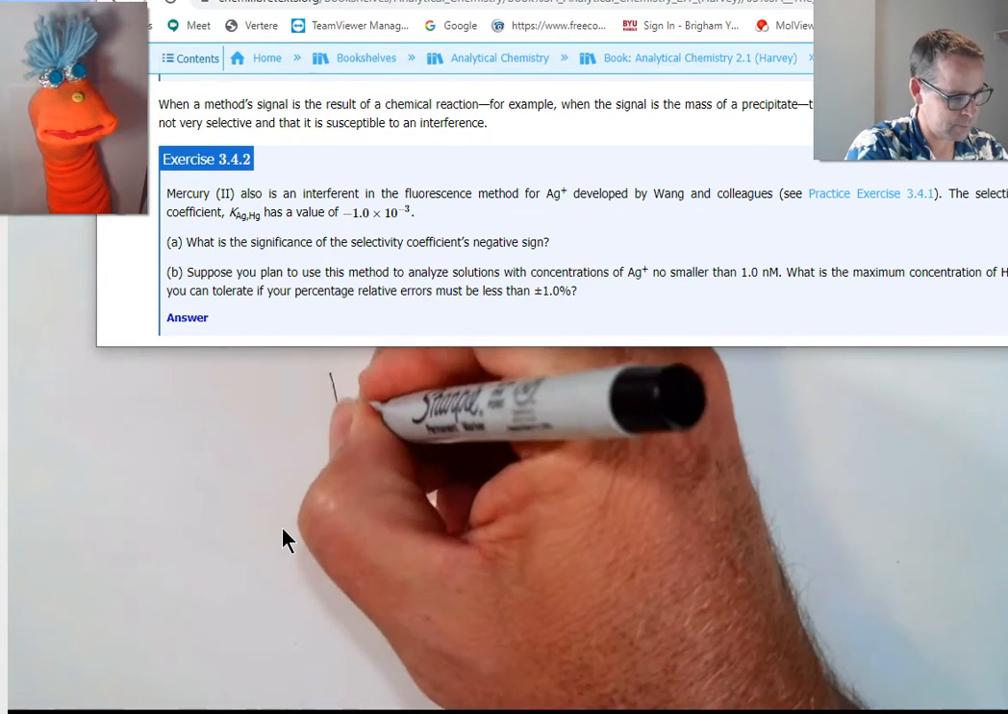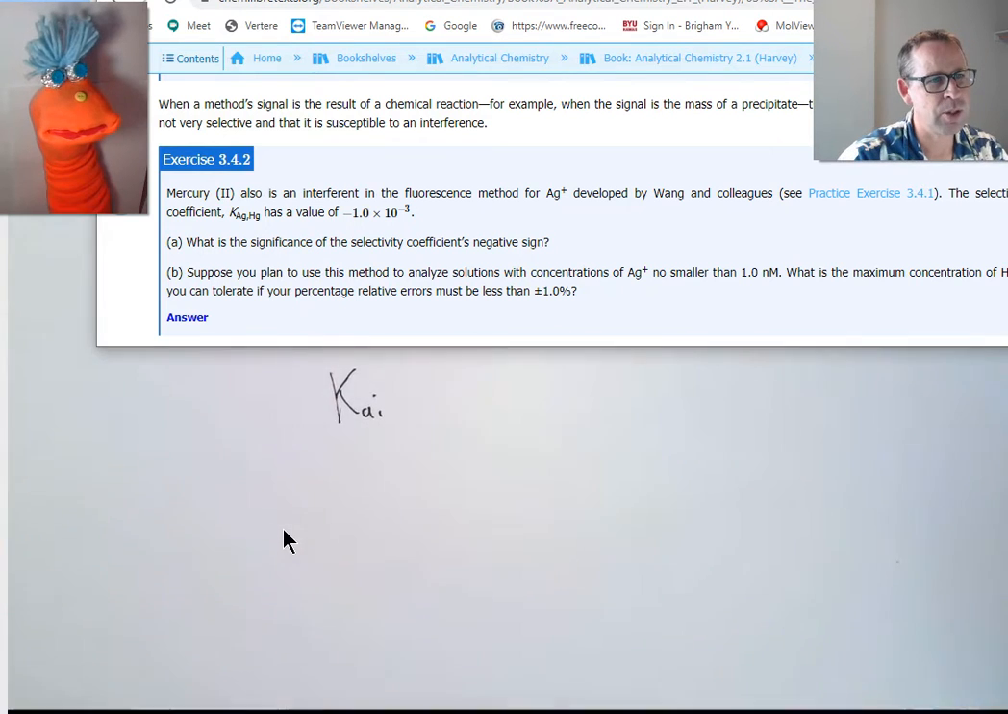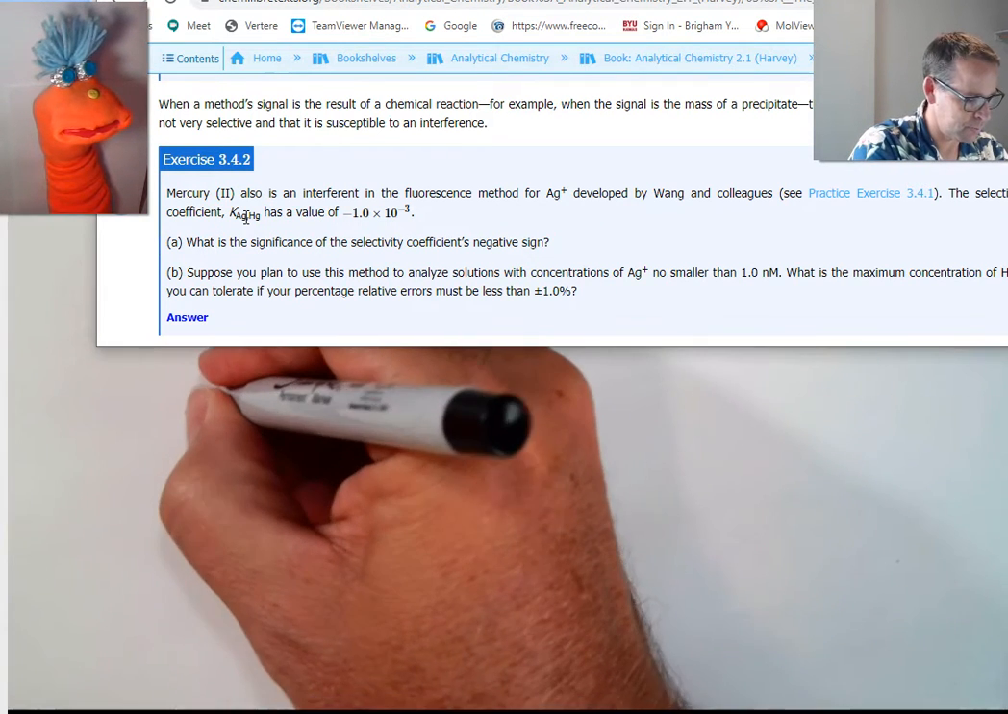The K_Ag,Hg here, which is our selectivity coefficient, equals -1 times 10 to the minus 3.